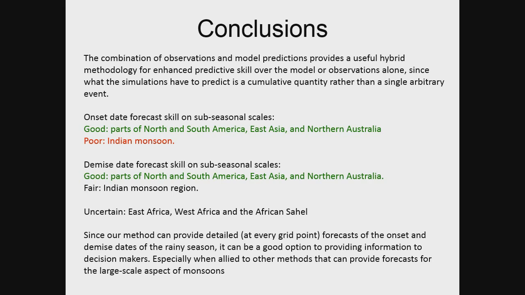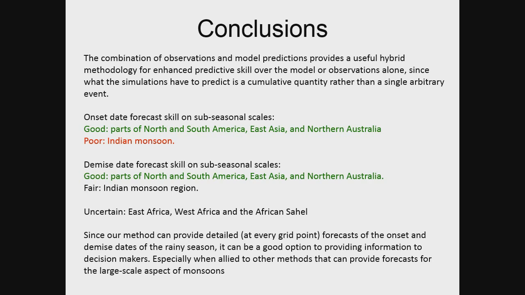So, conclusions: we use a combined approach with observations and models, and the message is that if you take advantage of the observations, you can have forecast skill on subseasonal time scales. We noticed that the skill for the onset is good over North and South America, East Asia, Northern Australia. Similar for the demise. It's good over North and South America, East Asia, Northern Australia. It showed a fair skill actually for the monsoon region in the demise plots.